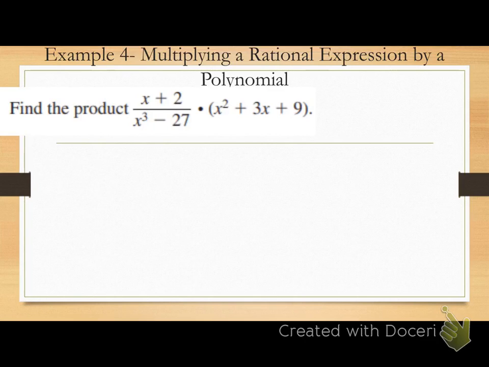X plus 2 over x cubed minus 27 times x squared plus 3x plus 9. So I've got a rational expression being multiplied by just a polynomial. It's not written as a fraction, is it? It's just a polynomial. How do you think I can handle this? I just want to do the stuff in parentheses first.